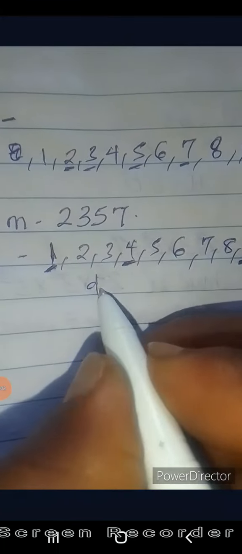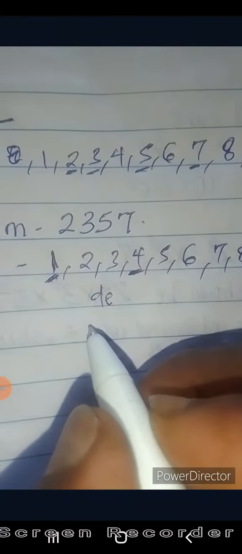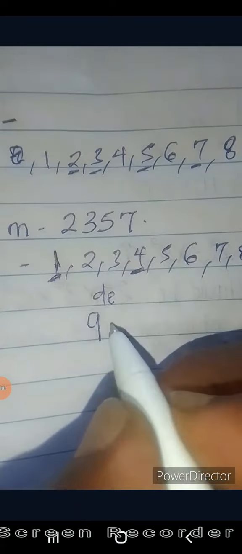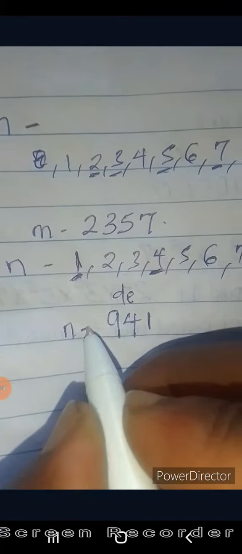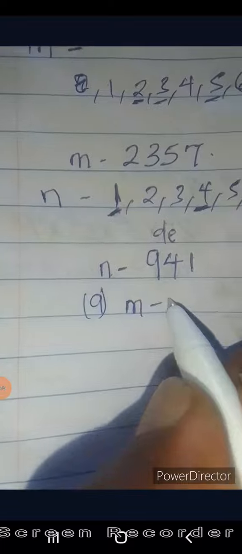But you write them in descending order. Descending means from the largest to the smallest. So you start with 9, followed by 4, then 1. That is our number n. Then you're being told in A, find m minus n.